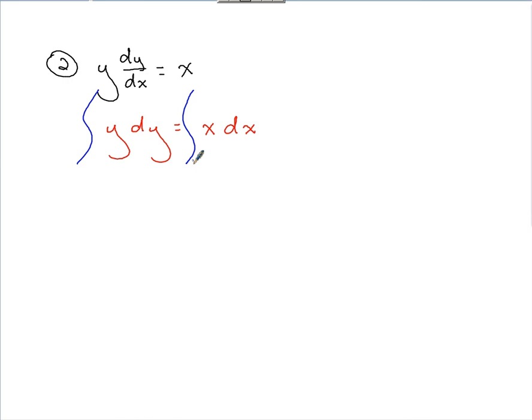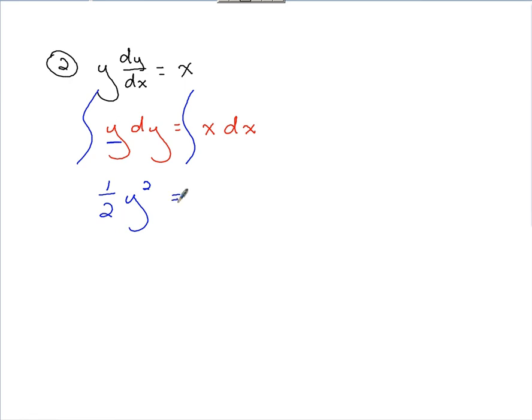If you take the antiderivative of the left side of the equation, we're taking the antiderivative of y. So y has a power of 1. Add 1 to that power, get y to the second. Take the reciprocal of 2, which is 1/2. Place that in the front. So there's your antiderivative of the left side of the equation.